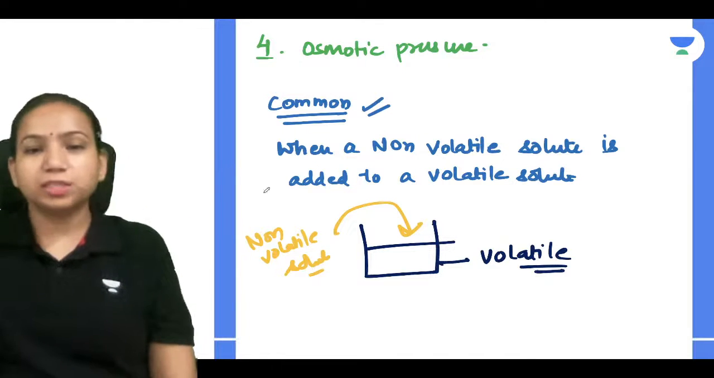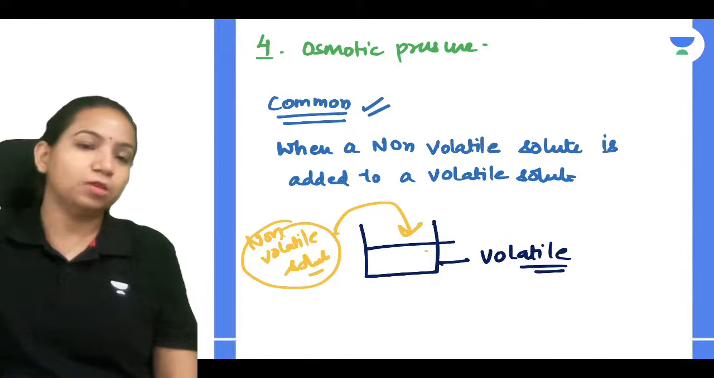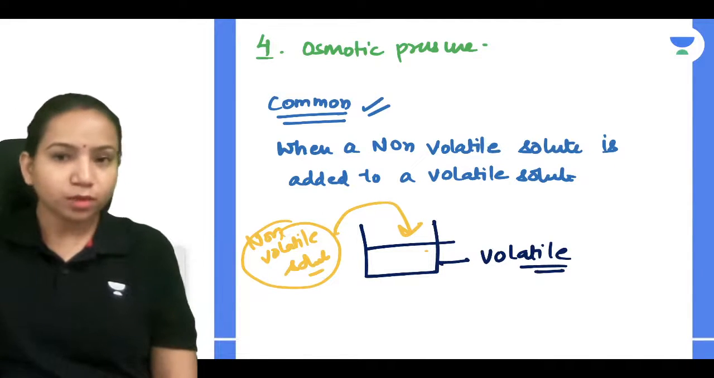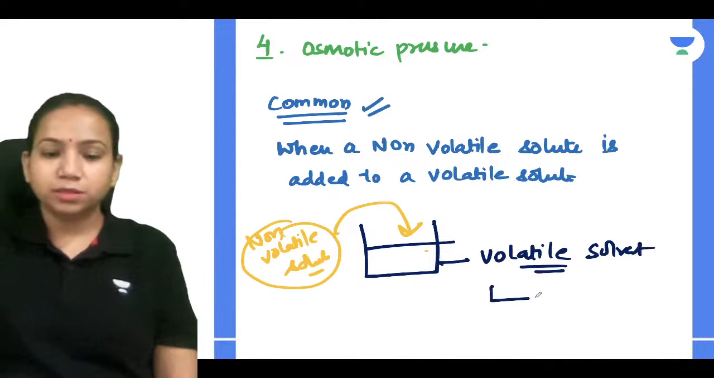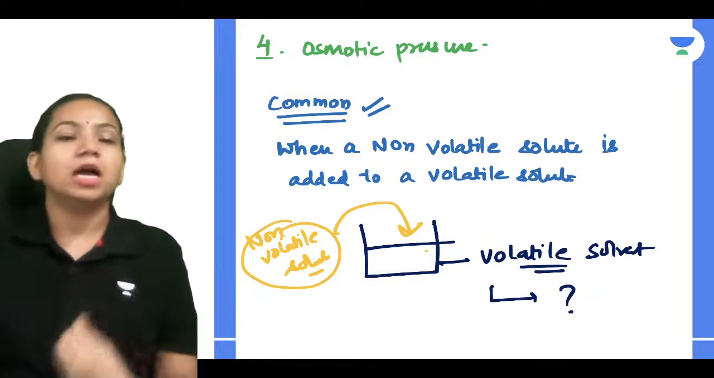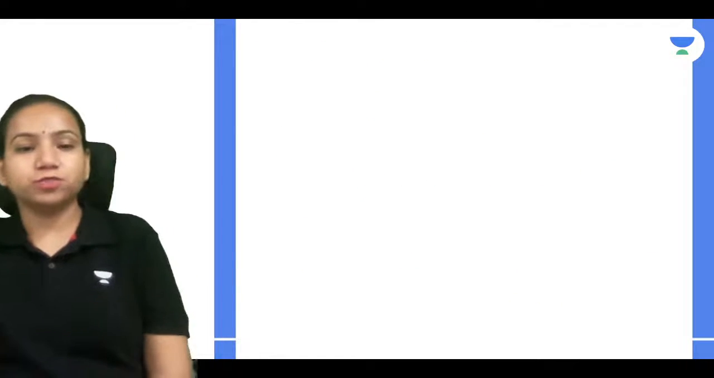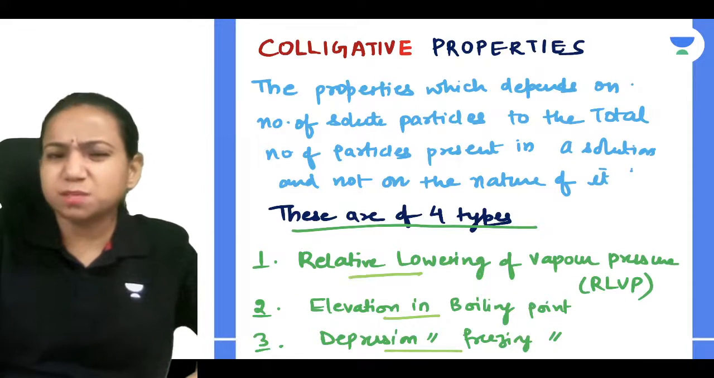So you've understood that you add a non-volatile solute to a volatile solvent, and then you see what happens. We see it in the 4 properties: RLVP, elevation in boiling point, depression in freezing point, and osmotic pressure. Can we give some symbol, guys?